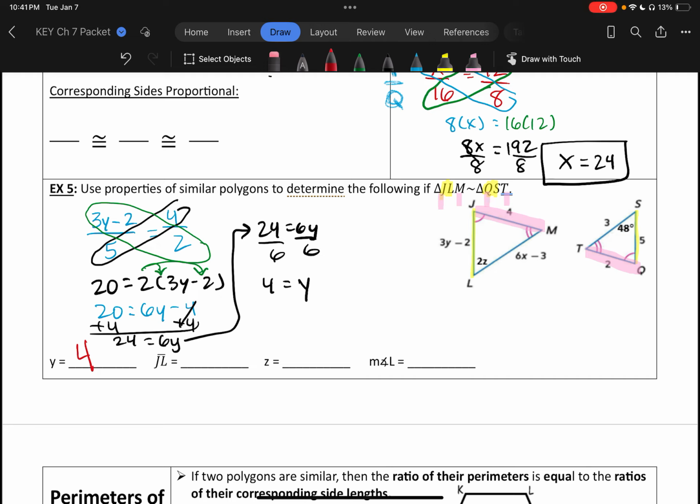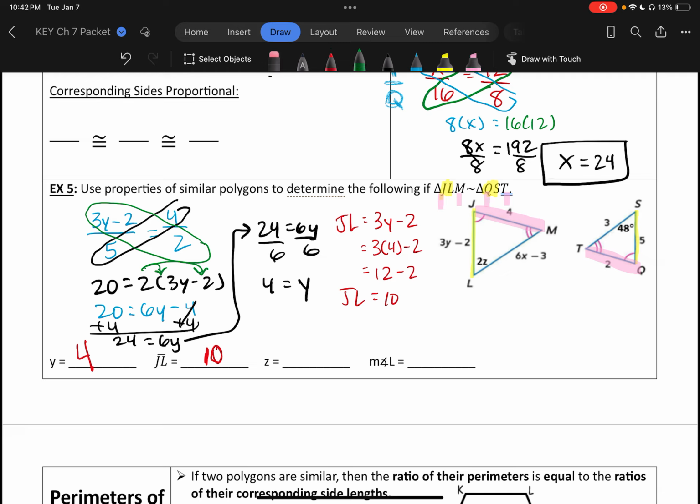The next blank that we have here is JL. Well, JL is given by 3y minus 2. If JL is 3y minus 2, we just found y is 4, so plug it in. 3 times 4 minus 2 gives us 12 minus 2. So JL is 10. Next, they're asking us for z.